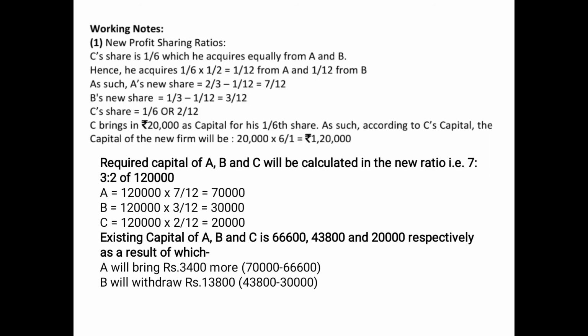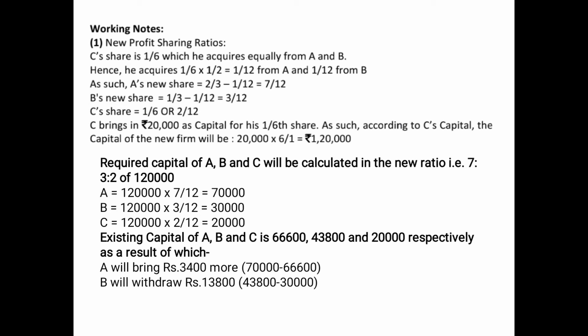As you can see the working note, the first working note is for new profit sharing ratio. The share of C is 1 by 6, which he acquires equally from A and B. That means A is giving half of 1 by 6, that is 1 by 12, and B is also giving 1 by 12. So while calculating new profit sharing ratio, we will deduct their sacrificing share from their old share.